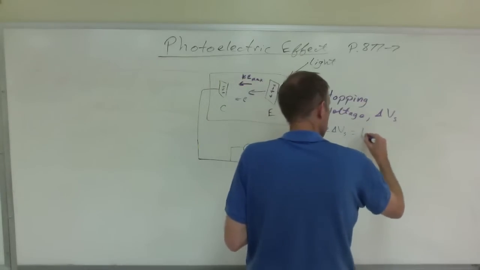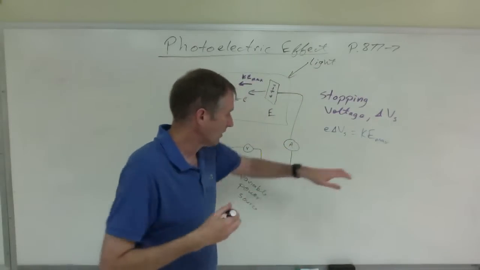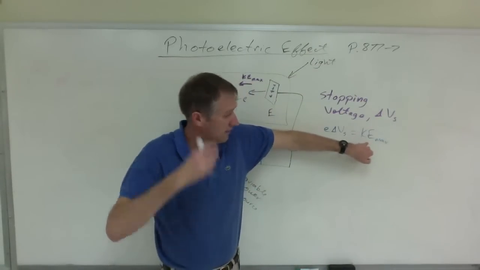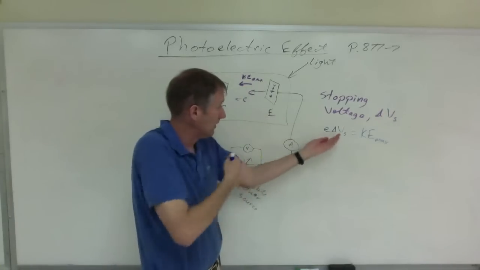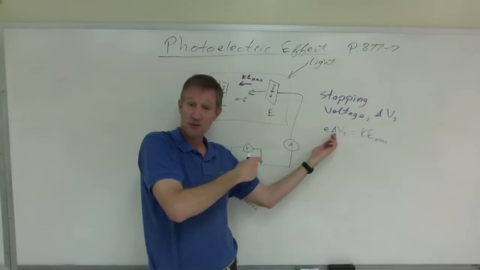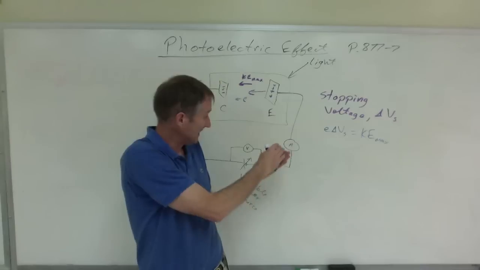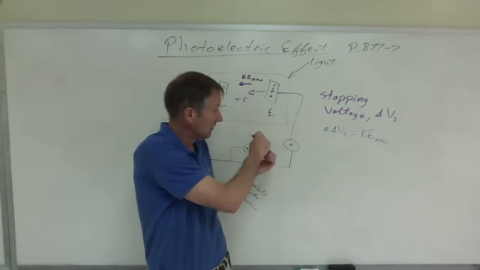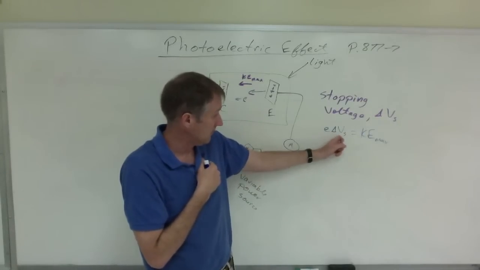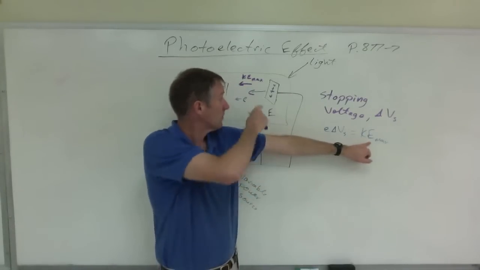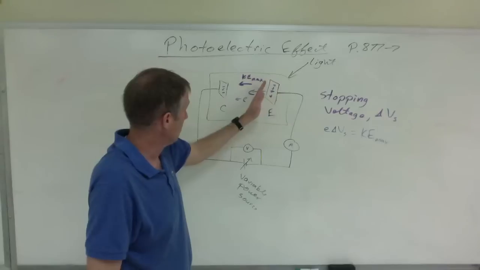So guess what? You can calculate the maximum kinetic energy of the photoelectrons by conducting this experiment and seeing where the current stops, right? Because when you stop having a current, by increasing this more and more negatively, suddenly the current goes down, down, down, and eventually it stops. Look at that voltage. That's the stopping voltage. E delta V equals the energy required to stop the most energetic photoelectrons that were coming from over here.